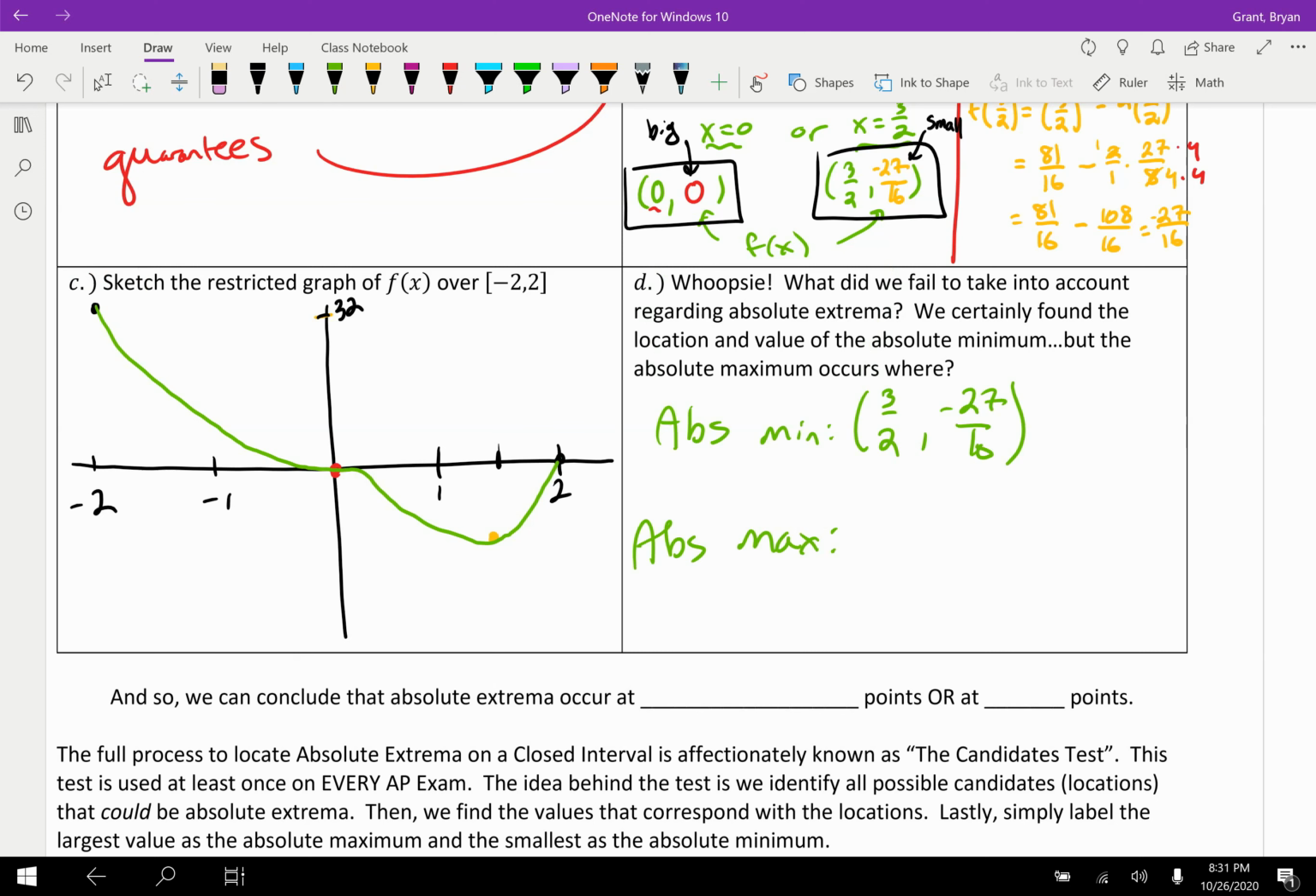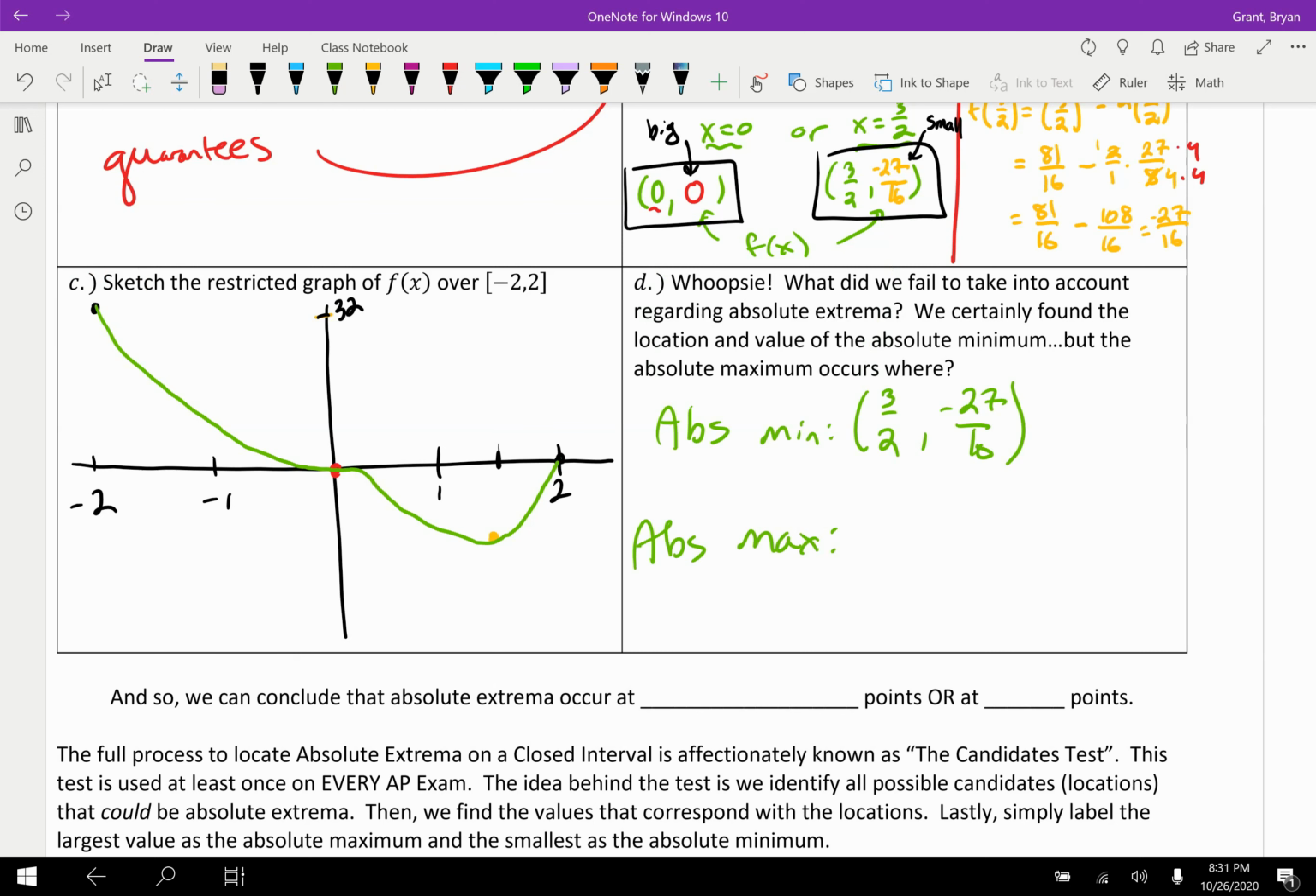The idea behind it is we identify all the possible candidates, which means all the possible locations that the absolute max and mins, the absolute extrema, can occur. And then we find all the values that correspond with those locations. Lastly, if we've taken into account all the possible spots where the absolute maxes and mins can occur, then the largest value has to be the absolute max, and the smallest has to be the absolute min. It's very, very similar to what we did over here, right? We found the locations where the absolute maxes and mins can occur, and then we found their actual values.